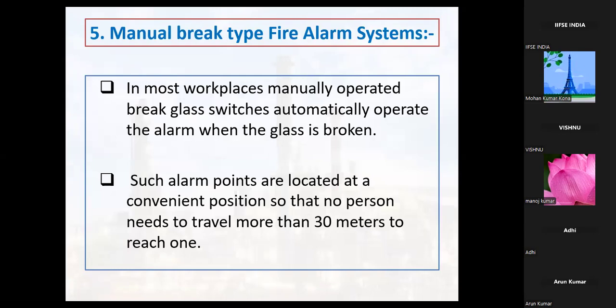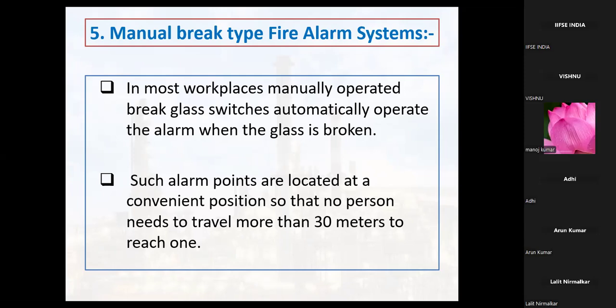In the manual break type fire alarm system in most workplaces, manually operated break glass switches automatically operate when the alarm is raised. The moment you break the glass, the alarm system is automatically switched on. Such alarm points are located at convenient positions so that no person needs to travel more than 30 meters to reach one. This is the standard for fire alarms. 30 meters is the maximum that a person should travel to activate the system.